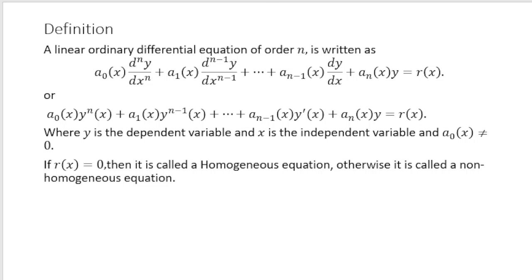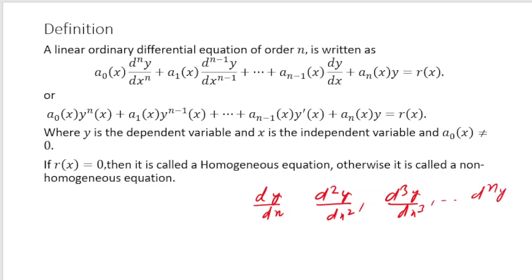So let's start. First of all, what is the definition, or what does a linear differential equation look like? It looks like a naught x times the nth order derivative of y with respect to x. I hope you are clear about this notation: if I differentiate y with respect to x, we write dy by dx. This is the first order derivative. If I differentiate it again, I write d2y by dx square, the second order derivative, d3y by dx cube, the third order derivative, and so on.